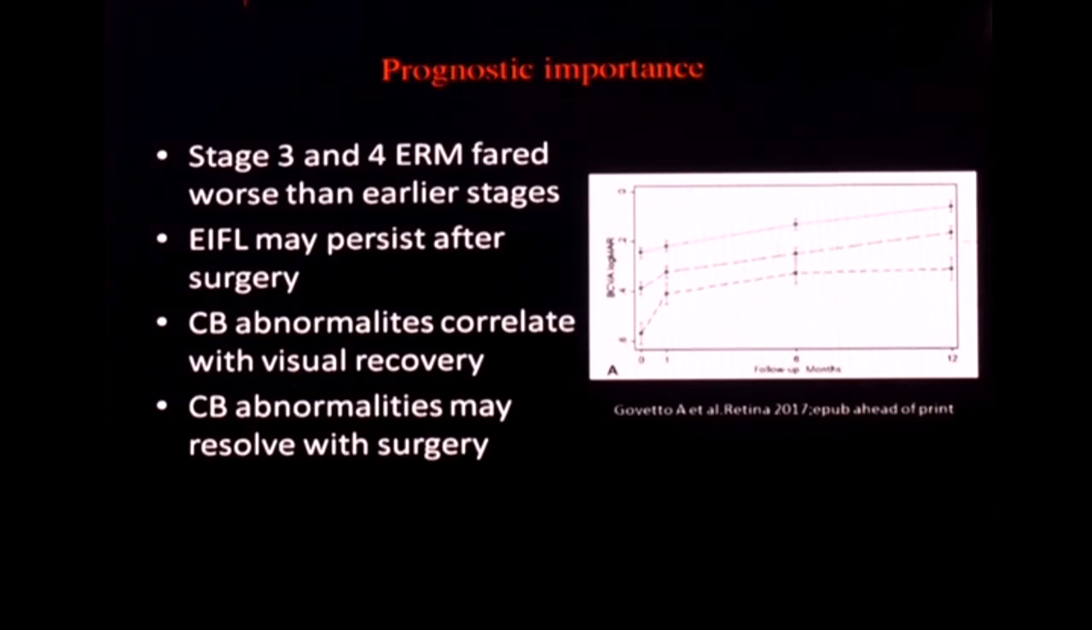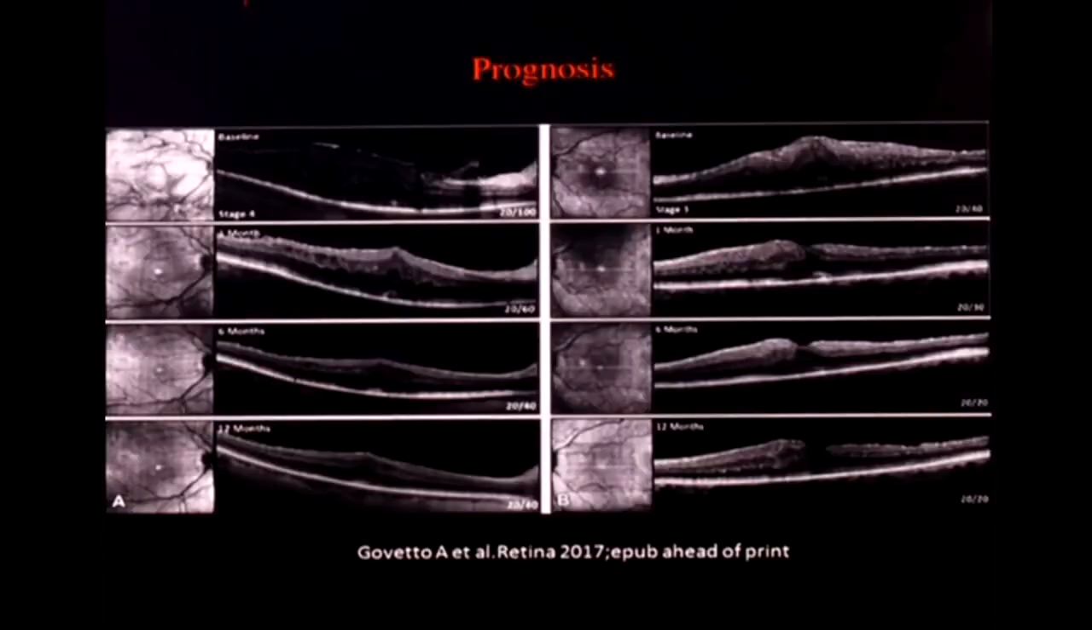The same happens with central bouquet abnormalities. Patients who have acquired vitelliform lesions don't do that well after surgery, whereas patients who have a neurosensory detachment and a fuzzy cotton ball sign, they do much better.